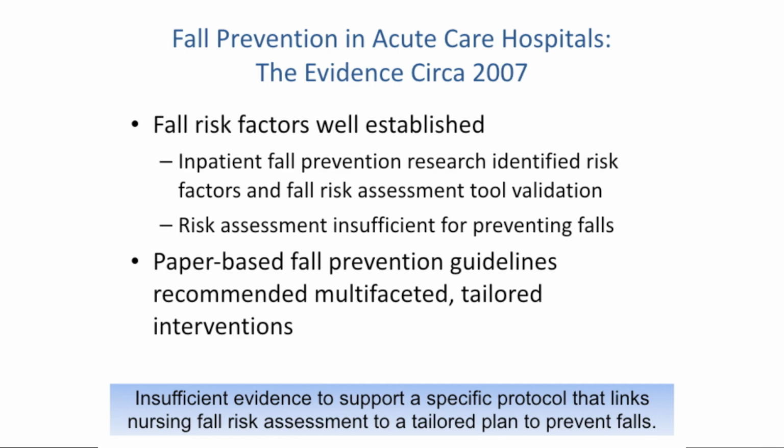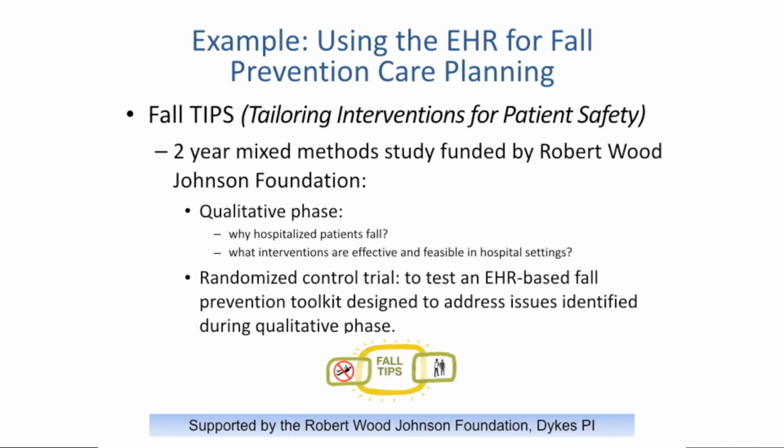So, we did have paper-based fall prevention guidelines. So these were guidelines that were consensus-based. So experts getting together and agreeing that multifaceted, tailored interventions should be effective to prevent falls, but there was no research evidence supporting that. And so what our team set out to do when we were funded by the Robert Wood Johnson Foundation with the Fall Tips study was to kind of go back to the drawing board and look at, why after 30 years of research did we not know definitively what interventions were effective to prevent falls.